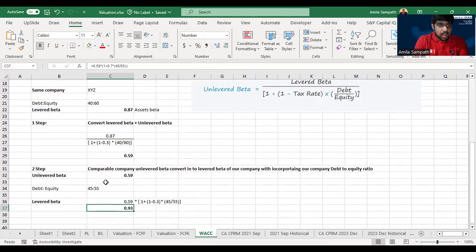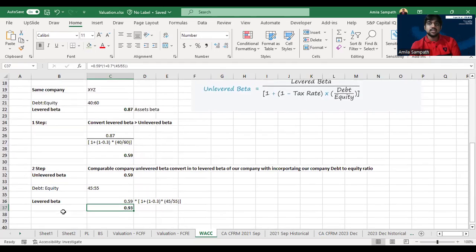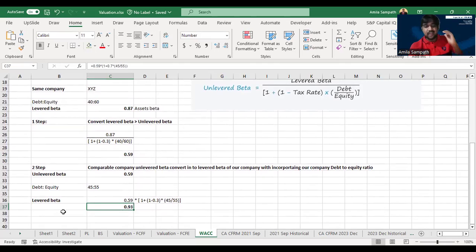Then you can see our debt to equity ratio is 45 to 55. That means we finance more from debt, no? Compared to our comparable company XYZ, you can see they finance only 40% from debt, but we finance 45% from debt. Therefore, our levered beta is higher than their levered beta, because as I told you, financial leverage directly impacts our company's levered beta. That's the main thing you need to keep in your mind. Our beta is always impacted by the company's financial leverage.